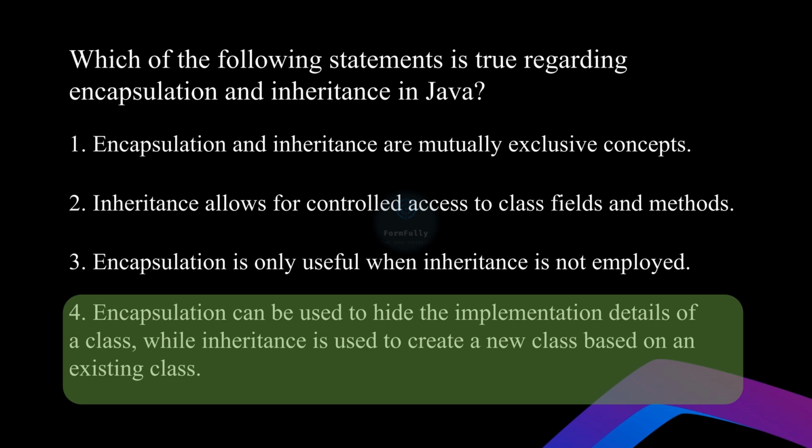Here option 4 is correct because it shows the definition of encapsulation and inheritance, as encapsulation is used to hide implementation details of a class. Inheritance is used to create a new class based on an existing class. Option 1 is incorrect because encapsulation and inheritance can coexist. Option 2 is incorrect as inheritance does not inherently provide control access to class fields and methods. Option 3 is incorrect because encapsulation is useful in both cases, with or without inheritance. So option 4 is correct.